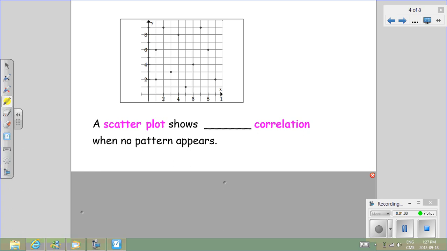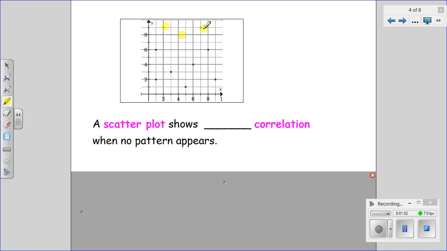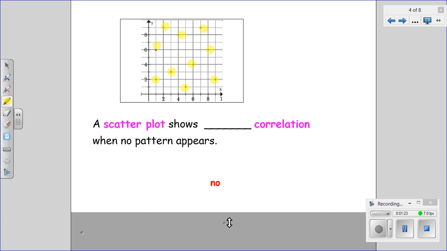And when we look at this graph, we see points all over the place. Points are very scattered, and I don't see a pattern. I can't say when x is getting bigger, y is getting smaller, because sometimes when x gets bigger, y is getting smaller, but sometimes when x gets bigger, y gets bigger. It's just all over the place. It doesn't make sense. I can't talk about a pattern. So we say there is no correlation.